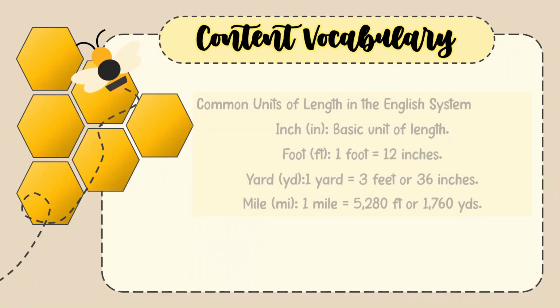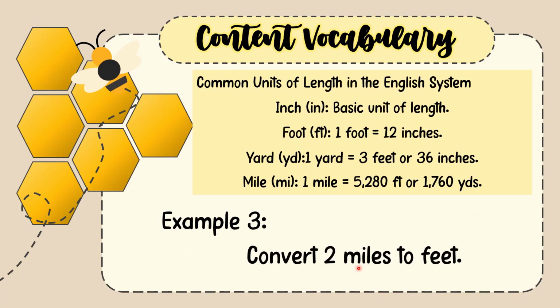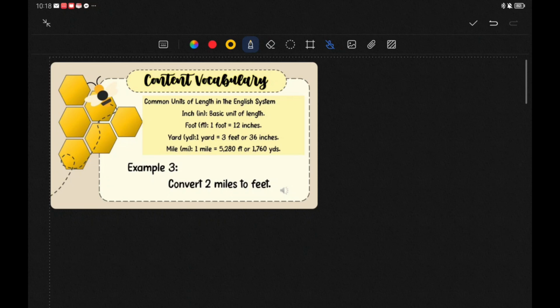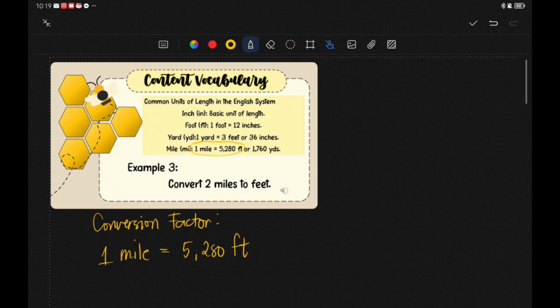For example number 3, we have convert 2 miles to feet. Now let's solve example number 3. Convert 2 miles to feet. So we are going to choose our conversion factor. We are going to select miles and feet. So 1 mile is equal to 5,280 feet. So that is our conversion factor.